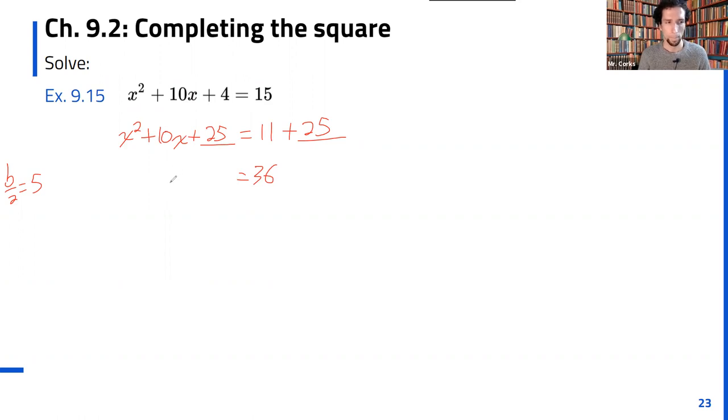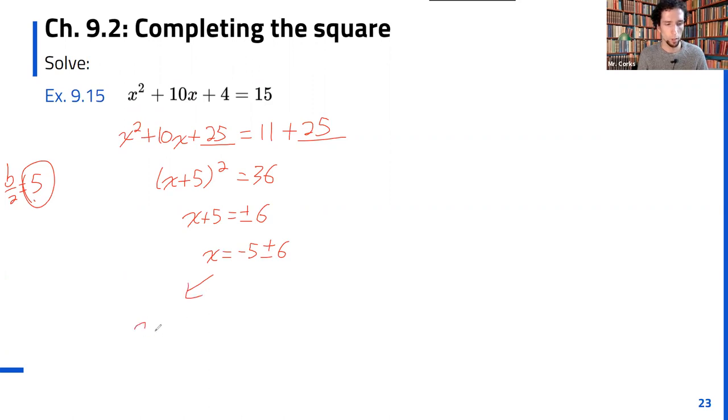X plus 5 squared. So that's kind of the m value that I was saying right here, the b over 2. It's also the square root of c. It's both of those things. So there we go. That's x plus 5 squared equals 36. Just do the square root of each side as before. X plus 5 equals plus or minus the square root of 36, which is 6. So x is equal to, I'll write it this way, -5 plus or minus 6.